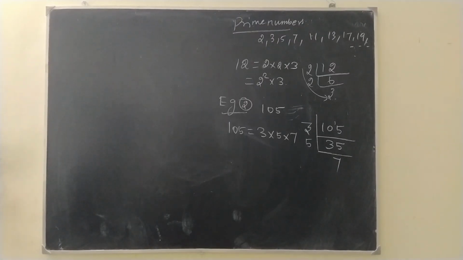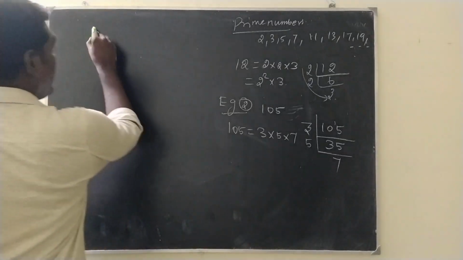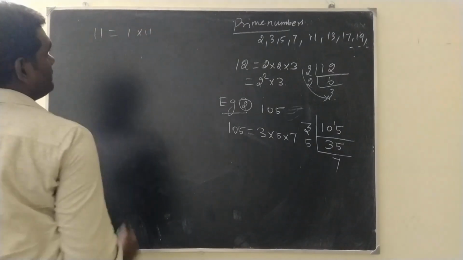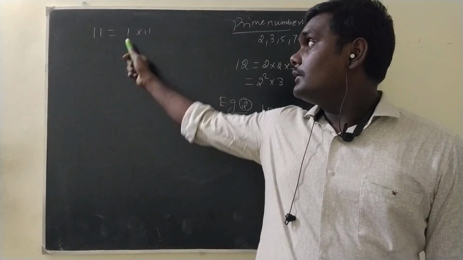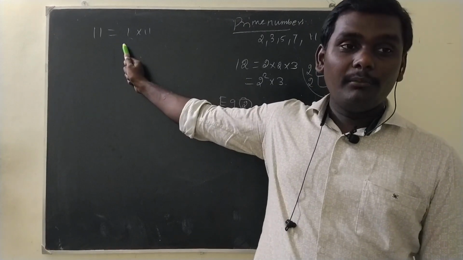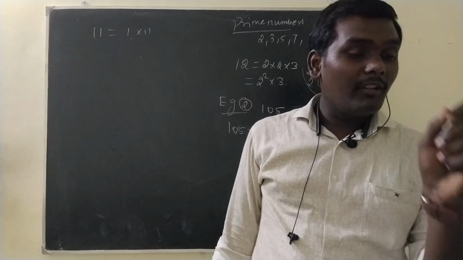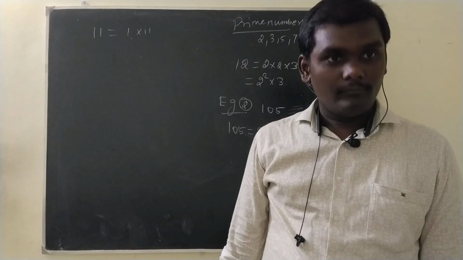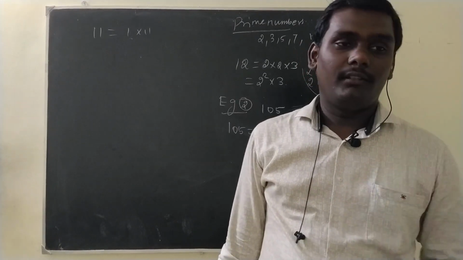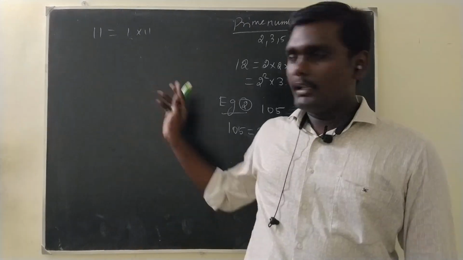What are the factors of 11 you found? 1 and 11, you say. Okay. But you said the prime factorization of 11 is 1 into 11. That is wrong. What did I say? 1 should not come when you are doing prime factorization. I asked you what is the prime factorization of 11. You said the factors of 11. Okay. Now 12 we have already done.